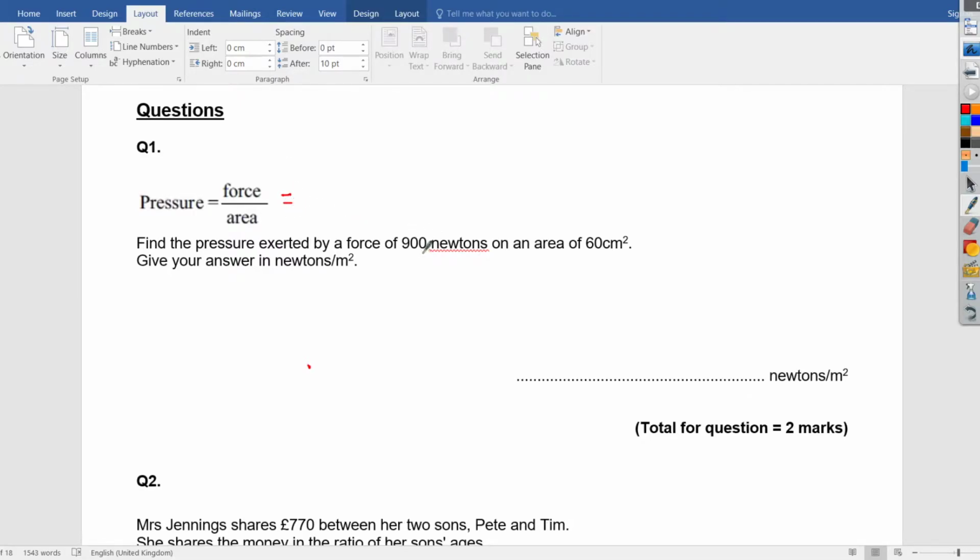So just simply force over area. It tells you the force is 900, and it tells you that the area is 60. We can just simply cancel off the zeros, so you get 90 over 6, and then share top and bottom by 3. So that's going to be 30 over 2, and half of 30 is 15. So we'll get 15 newtons per meter squared. The answer here is 15.